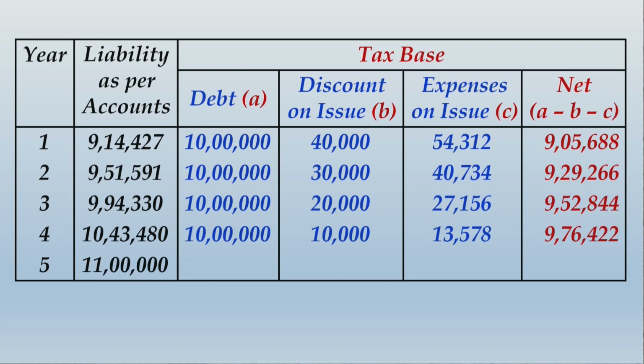And finally, when you come at the end of 5th year, what you could identify is your balance of liability as per accounts is exactly 11 lakhs, and your balance of tax base is also 11 lakhs, because the amount of debt will be 11 lakhs and discount on issue and expense on issue will not be there at all. As a result, your net amount of tax base at end of 5th year again comes to exactly 11 lakhs.